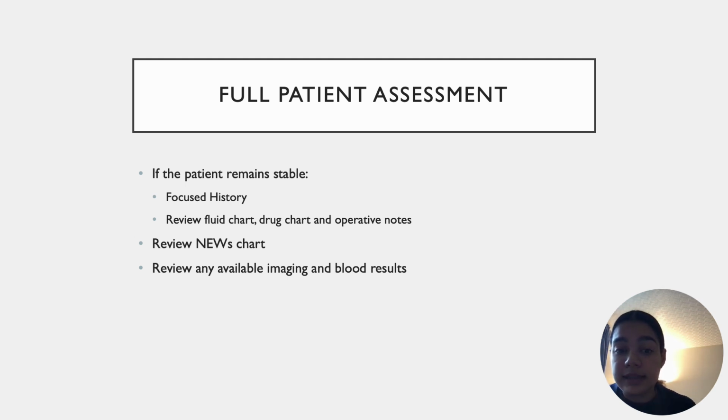So if the patient remains stable, we want to perform a focused history, review the fluid chart, the drug chart and operative notes, review their NEWS chart. That's really important to see what they've been trending. Like, have they just gone from a NEWS of 0 to a NEWS of 10, or are they sort of grumbling along at a 4, 5, 6, and they've actually been getting progressively worse throughout the day? And you want to review any available imaging and blood results.